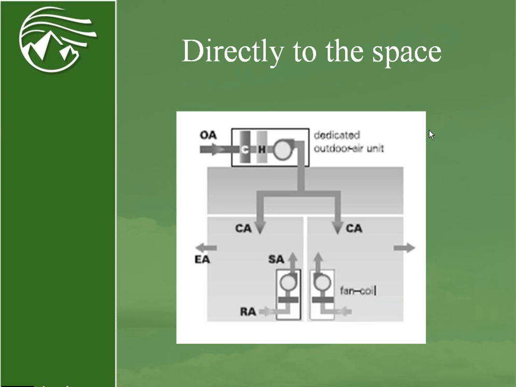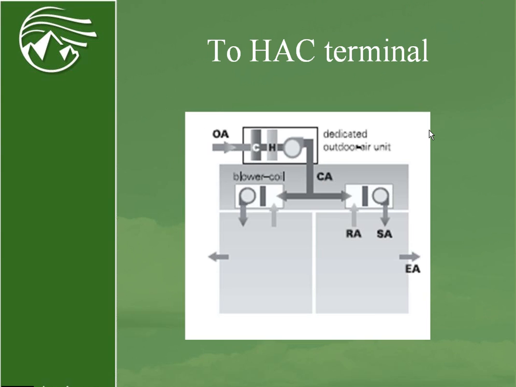So if we look at a system delivering directly to the space. We've got our outside air unit on top, our dedicated outside air unit, delivering tempered air directly into the space. And you can see that there's a separate heating and cooling system in that space to handle that space load requirement, those internal gains. We can also take that dedicated outside air unit into separate terminals recessed in the ceiling, or VRF terminals that have outside air openings that can bring air directly into the space.